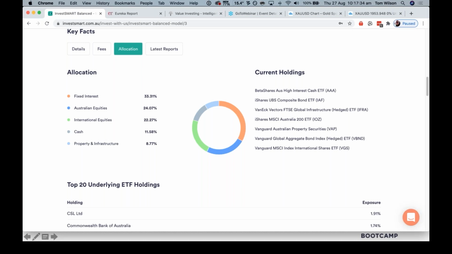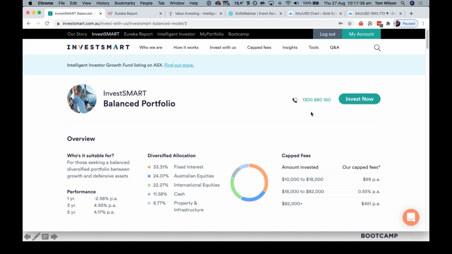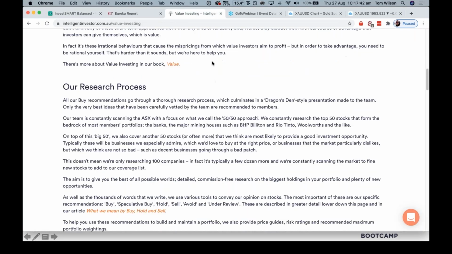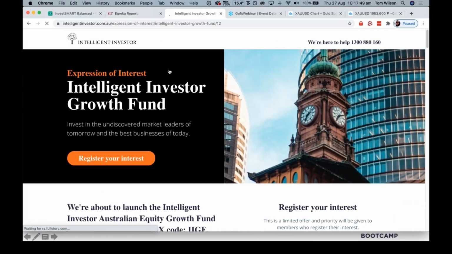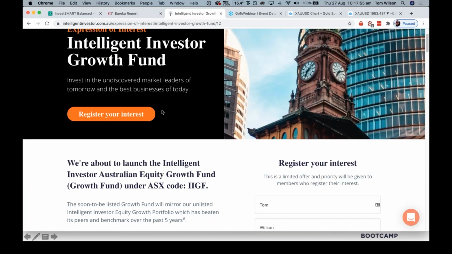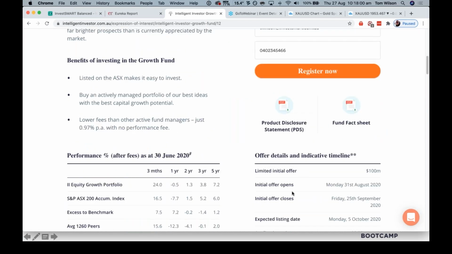What I'll do is I'll just jump back. Actually, I'll quickly show you this really interesting thing. We're speaking about the Intelligent Investor Growth Portfolio, and they're actually looking to list the Intelligent Investor Growth Fund onto the ASX. So at this stage, register your interest. It's going to be limited to $100 million.